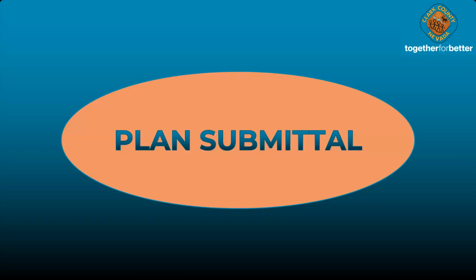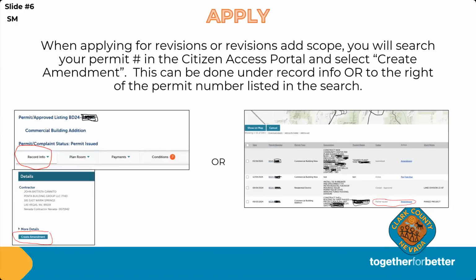So you're going to submit your revision. To apply for a revision, you're going to go through our Citizens Access portal, and you will search your permit number. And upon the search of your permit number, you're going to select Create Amendment. There are 2 different ways that it can show up in the Citizens Access portal. One, if you search your record permit and you pull up the record, you'll go under record info, and as you see there on the screen, under record info, you scroll down a little bit, and under more details there, it says create amendment.